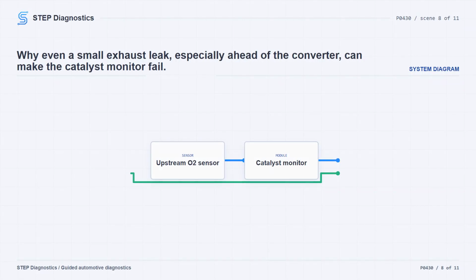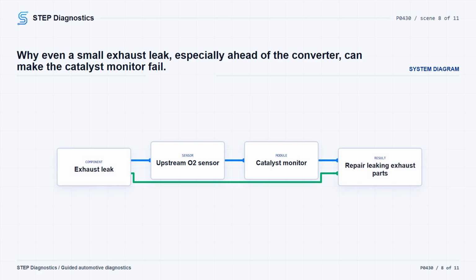If the converter inspection is clean, check the exhaust system for leaks. Pay close attention to leaks ahead of the converter, because even a very small leak can shift the upstream O2 sensor behavior and cause the catalyst monitor to fail. If a leak is found, repair or replace the leaking exhaust parts as needed, then verify the repair. If no leak is found, continue.